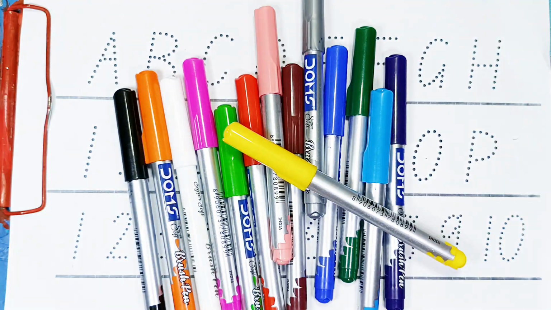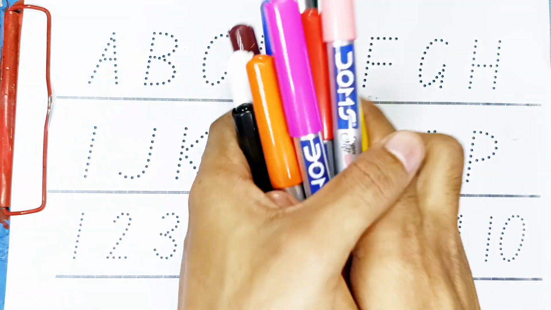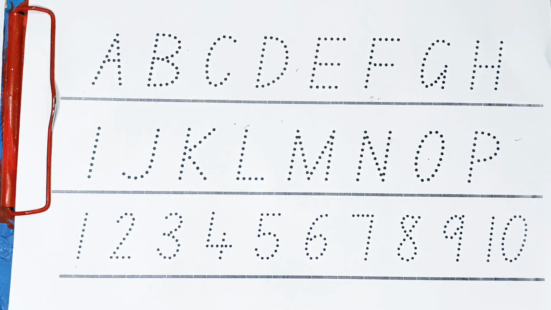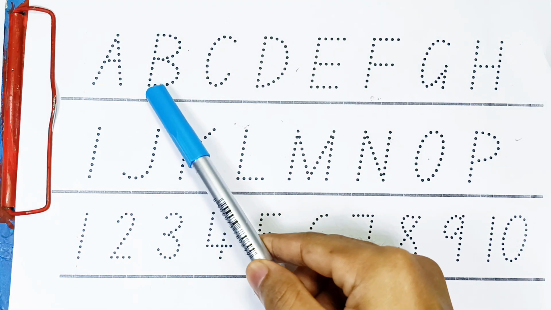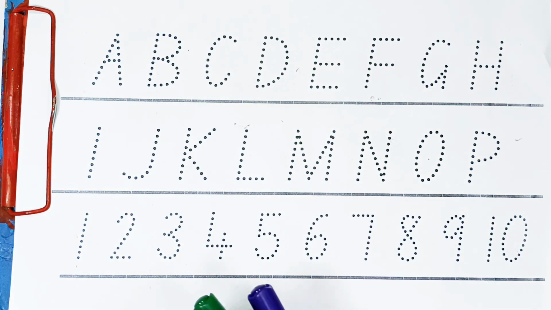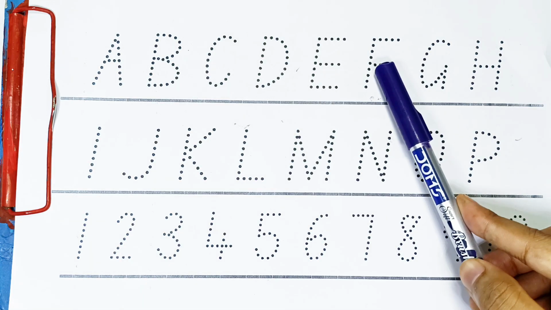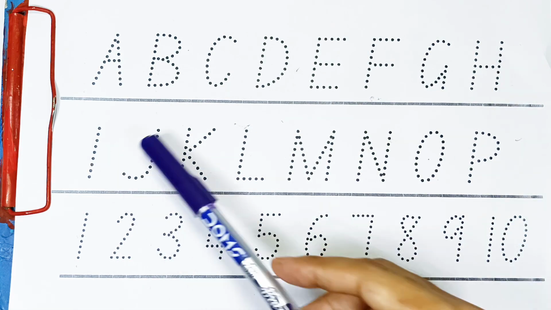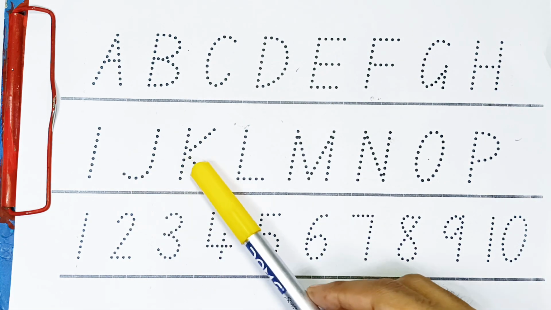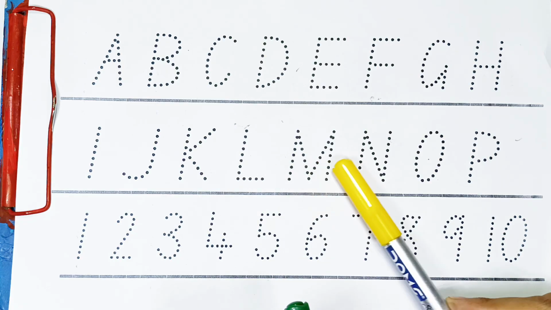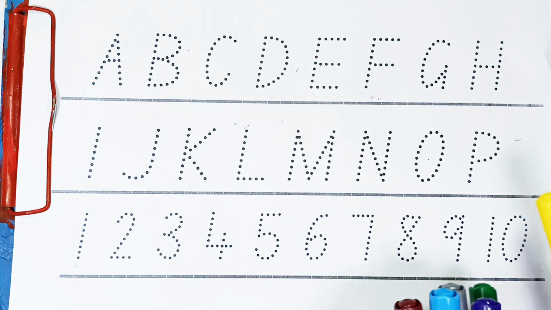Today we're writing capital letter alphabets and numbers. Stay with us. A, B, C, D, and the next one is E, F, G, H, I, J, K, L, M, N, O, P. Exactly.